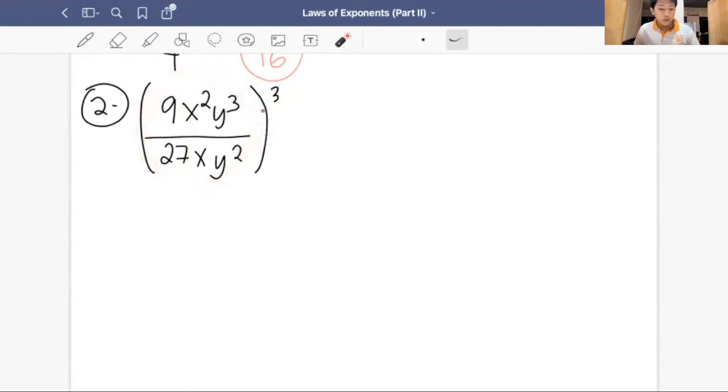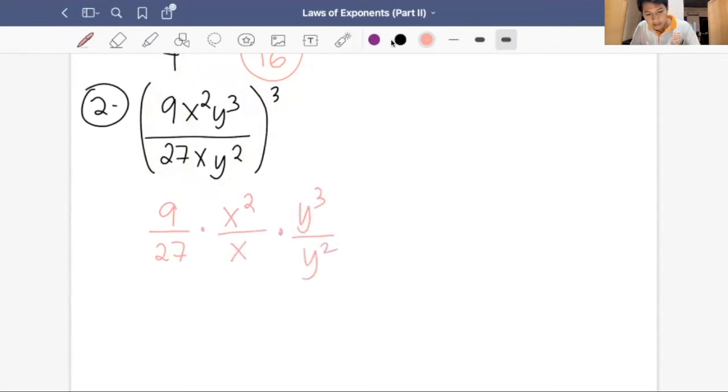Simplify muna. So we have 9 over 27 times x squared over x times y cubed over y squared. Then let's enclose everything by 3. Let's simplify first the expression inside the parentheses. In this case, we know that 9 over 27 is equal to 1/3, right? This is equal to 1/3.